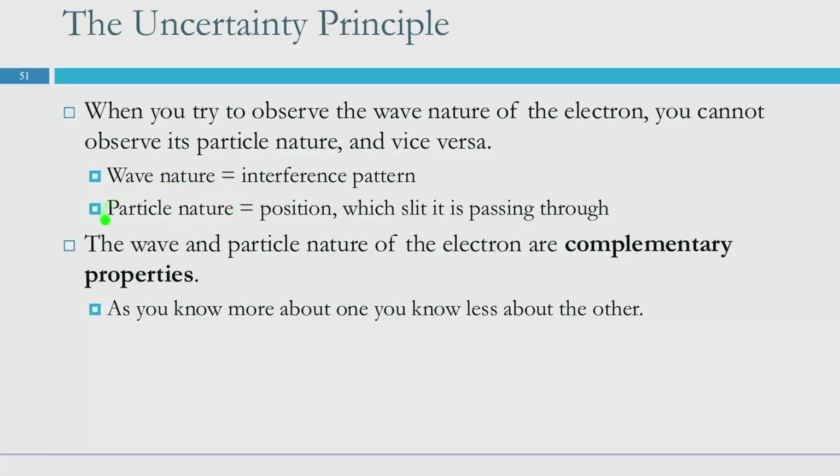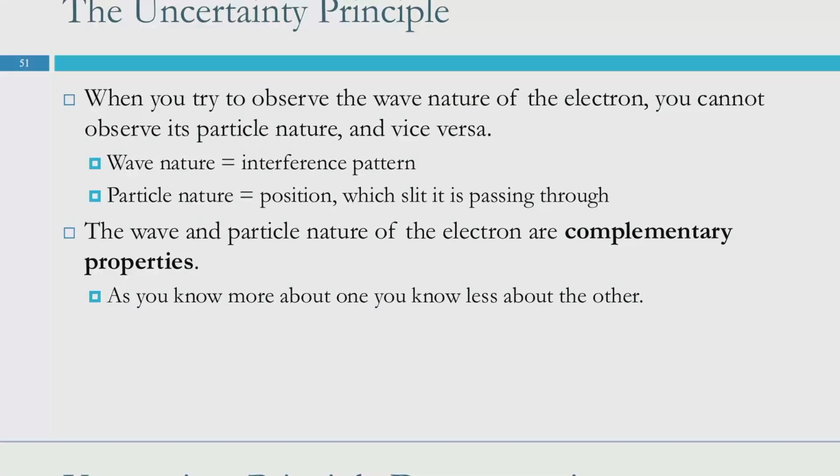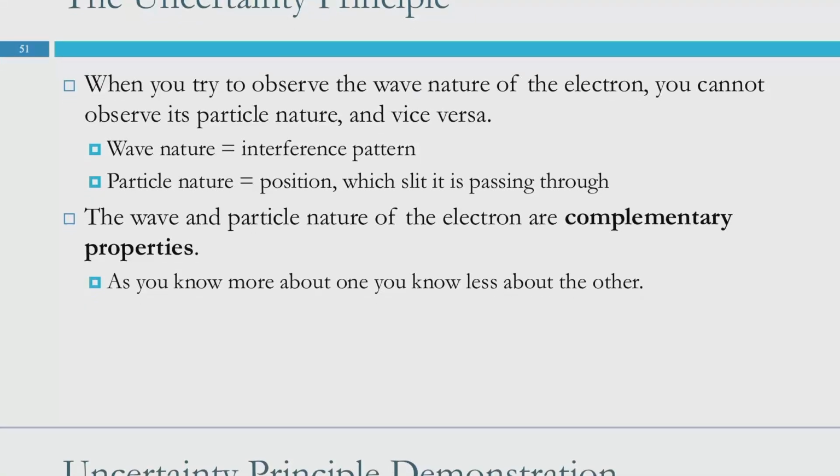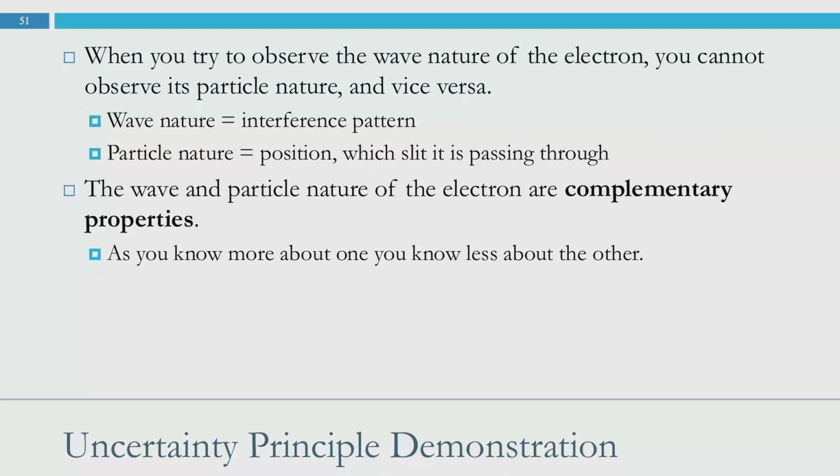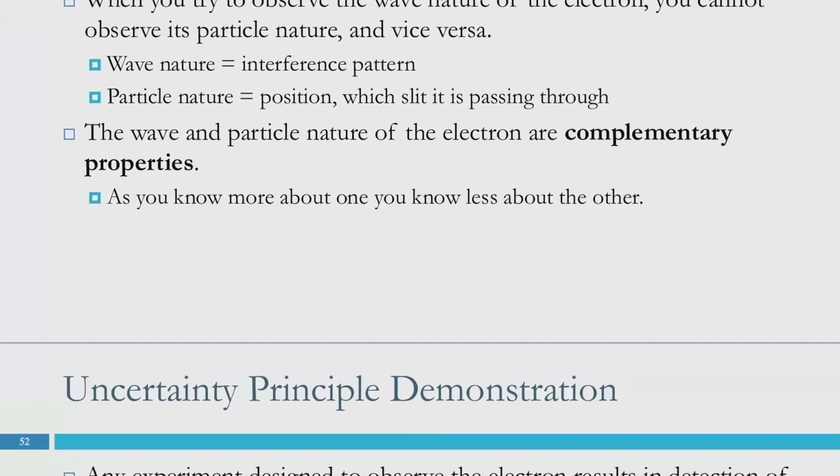The particle nature, we're talking about the position, so you can see which slit an electron is going to pass through, because if it's a particle, it can only pass through one slit. And you would be able to see just individual bright lines through each of the slits. You don't get the diffraction. And it turns out that these two behaviors are complementary properties. So if you know a lot about one, you know less about the other, which feels a little bit confusing perhaps.